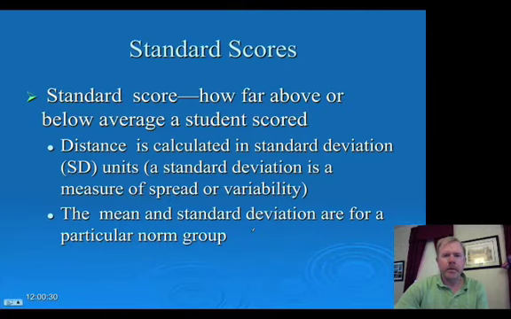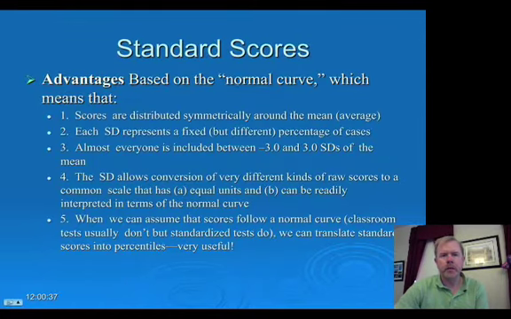However, once we convert them into standard scores, if we're basing them off the same premises, we can make some fairly reliable and sound judgments about comparing performance across tests. So, some of the advantages of standard scores. One is that they're based on the normal curve, which means that our scores are distributed symmetrically around the mean, or the average. Each standard deviation represents a fixed but different percentage of the cases.